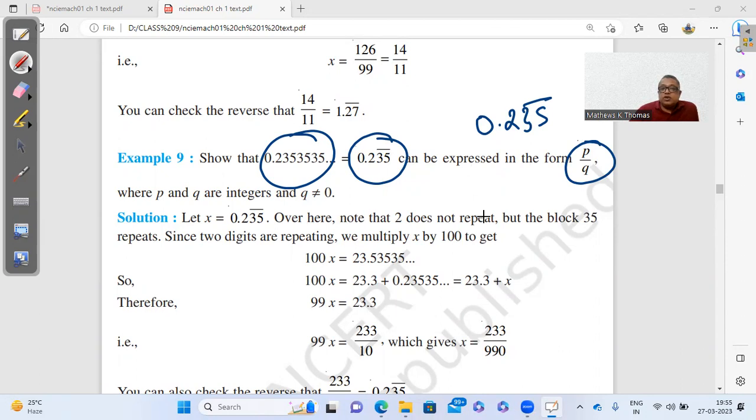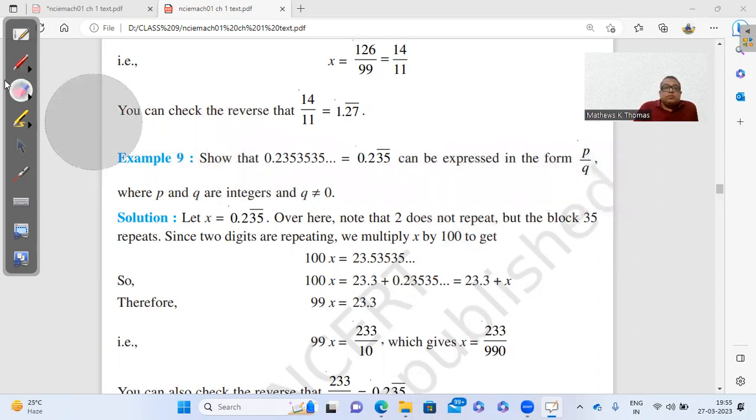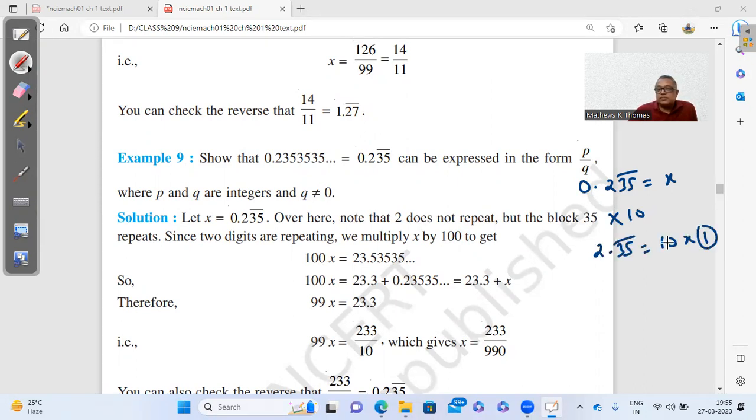So here what we need to do is that first we have to bring the decimal after the 2. So what am I going to do? Step number 1, 0.235 bar. This is my x value. Okay, the original question is x. What am I going to do? I'm just going to multiply by 10 and bring the decimal before the bar. So what will happen? This will become 2.35 bar is 10x.